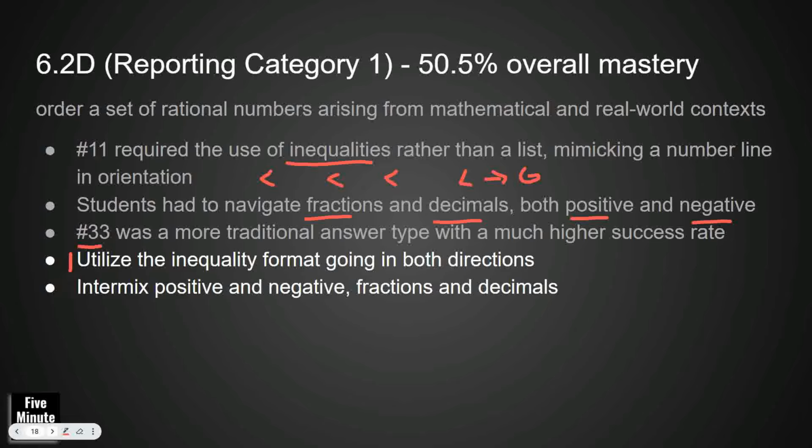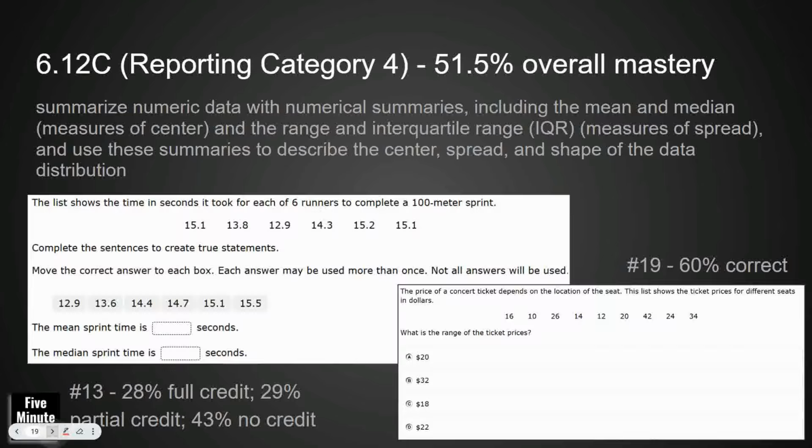All right, so what do we need to do? Well, we need to utilize the inequality format going in both directions. So sometimes it might be this. So they might go greatest to least. So we need to use this notation in both directions. And exactly like they did, positive and negative numbers, fractions and decimals, make them really close. And so that is going to give our students enough challenging opportunities for them to be successful.